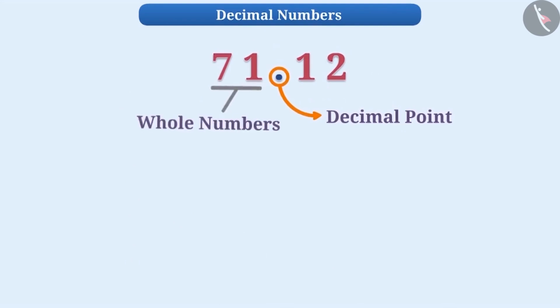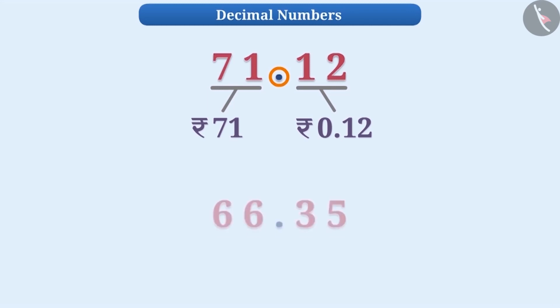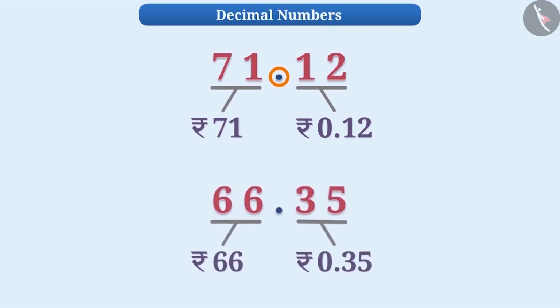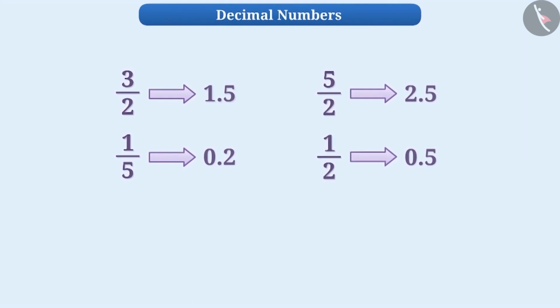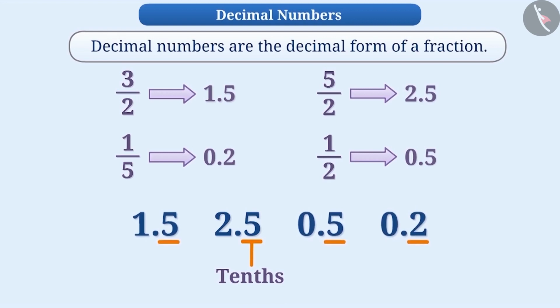Decimal point is used to separate a whole number from its parts. For example, with the help of a decimal point, 71 rupees and 12 paise are separated. Similarly, 66 rupees and 35 paise are also separated. Numbers in which a decimal point is used are called decimal numbers. Decimal numbers are another way to represent fractions. We can say that decimal numbers are the decimal forms of a fraction. So, in this video, let's understand the decimal numbers that are expressed till the tenths place.